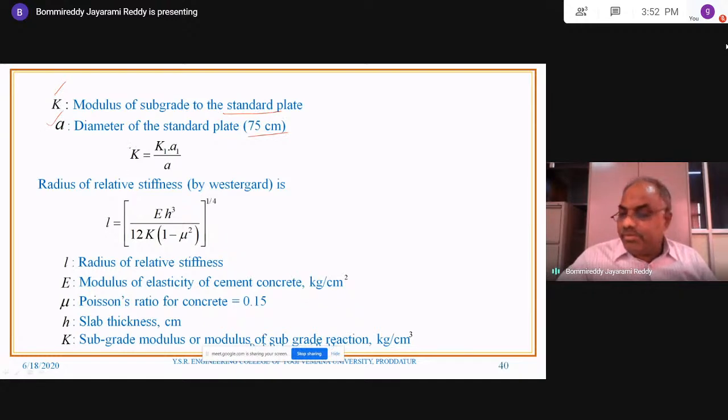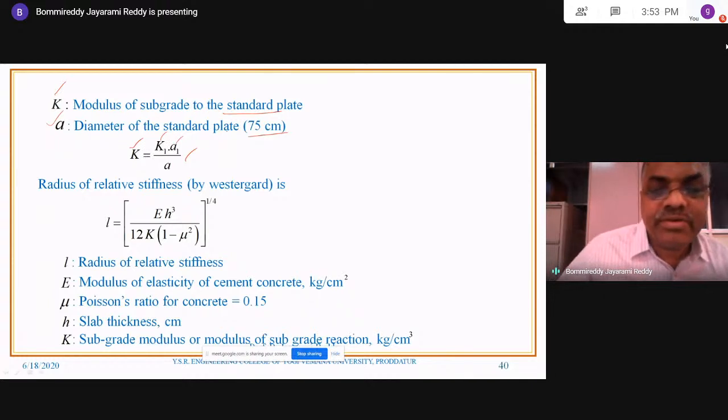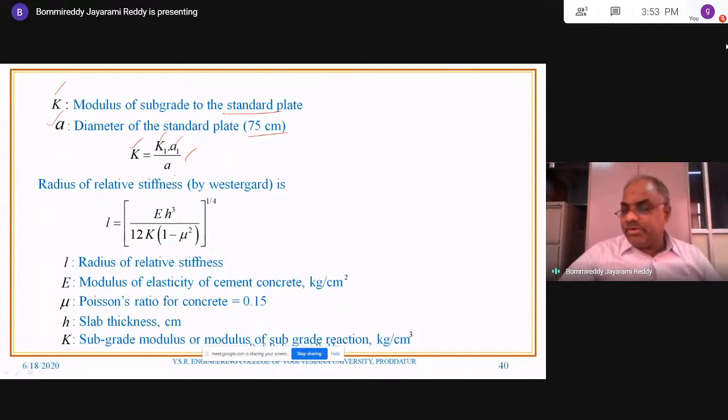So K can be computed as K1 times A1 by A. That means with the available plate, you can find out K1. You know the A1 value, and A is the standard value. You can compute the modulus of subgrade reaction for the standard plate. So sometimes such small questions may be given in the examination.